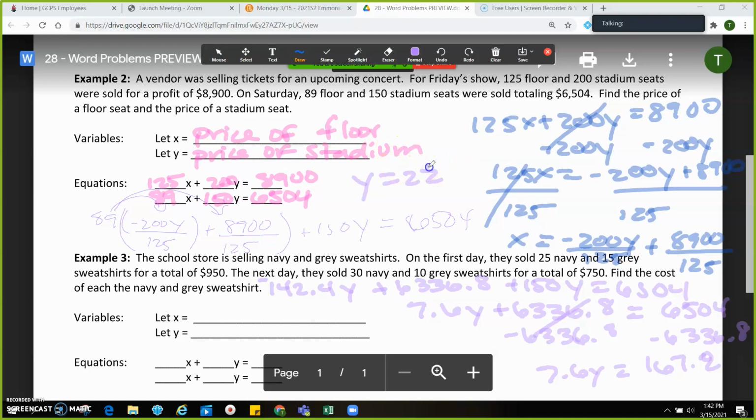Okay, so I'm going to take that and I'm going to plug it in for this y right here and solve. So 200 times 22 is going to give me 4,400. So I'm going to take 8,900 and subtract 4,400 and divide by 125. And so x is going to equal 36.